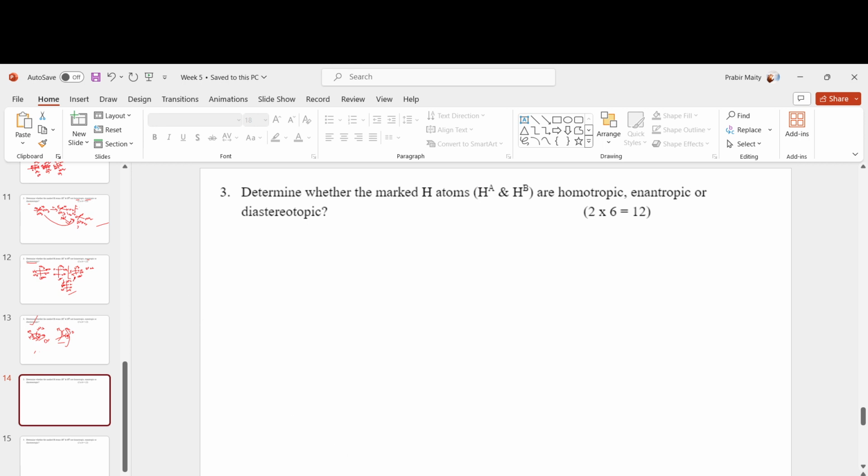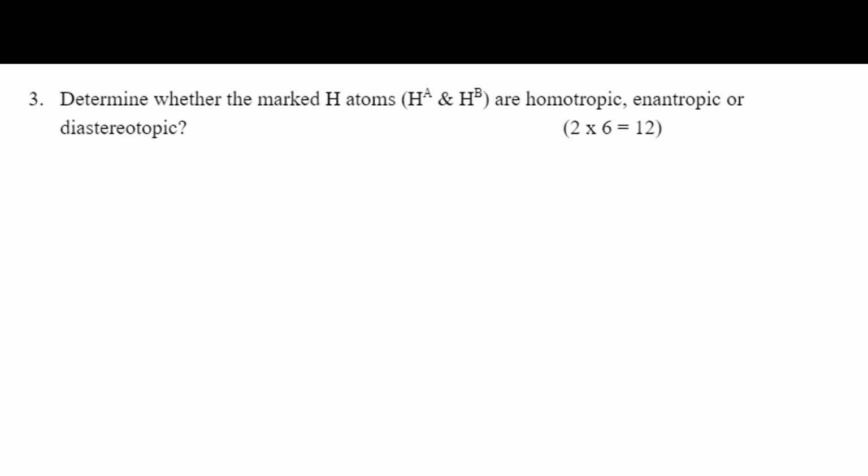Like another example, you think about it. There is Ha above the plane and Hb below the plane, and this will be your methyl. So what is the relation between this Ha and Hb?